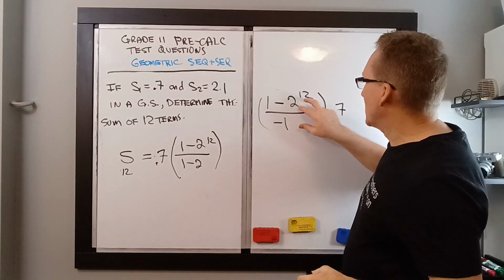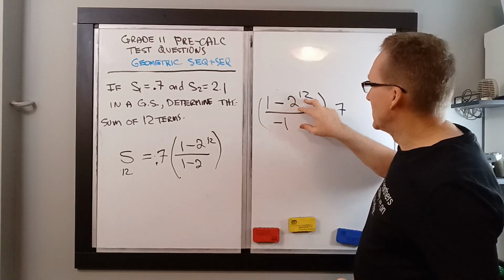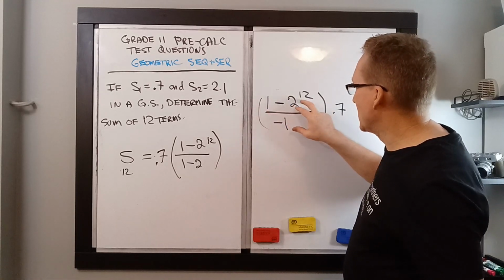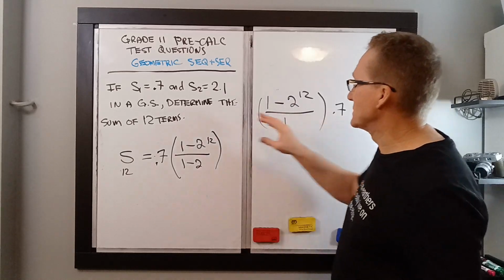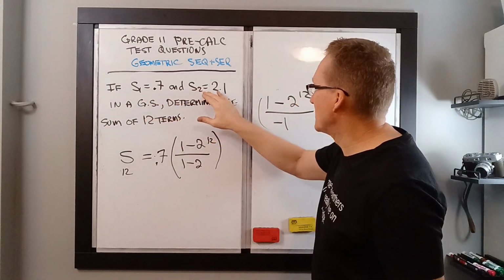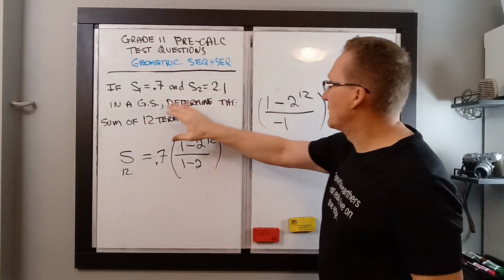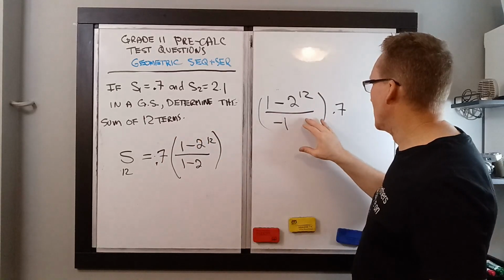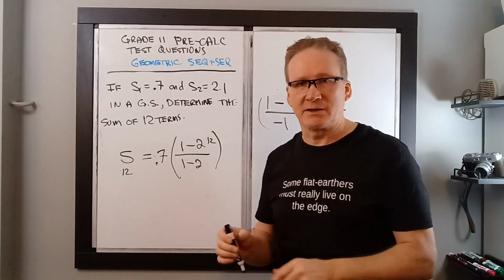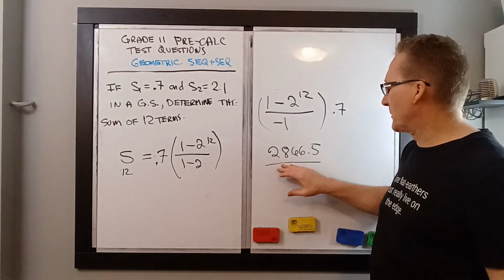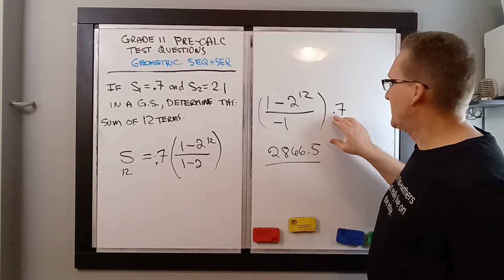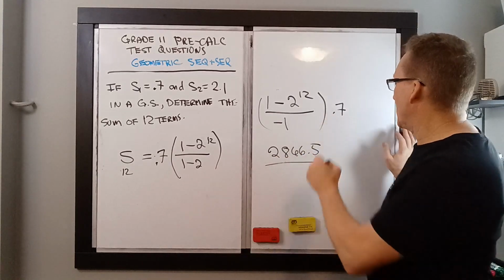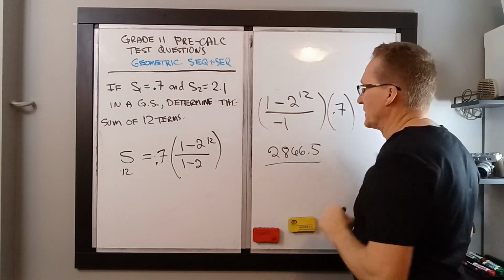You plug this into your calculator. I would do this first and then subtract 1. Make sure you know it's negative. These two negatives, of course, will cancel each other. You're going to end up with a positive answer, which you would expect since the numbers are getting bigger, and the 12th term will obviously be a positive term. Let's take a look at this. I'm going to check my calculator, see what I get. So I got from my calculator 2866.5. Not unexpected to have a decimal because you're multiplying by 0.7. Don't forget the brackets in there.